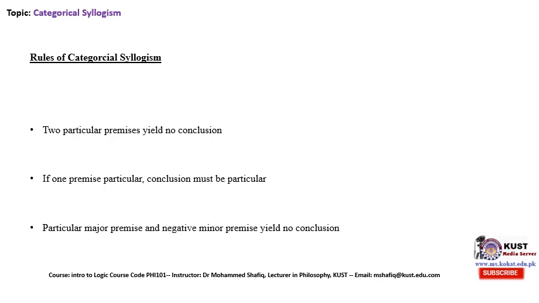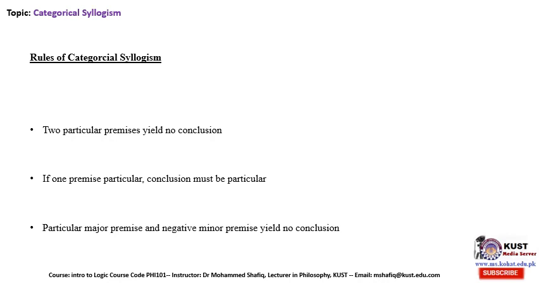The next rule, which is the last one, says that a particular major premise and a negative minor premise yield no conclusion. That is very tricky. In order to understand this rule, you must be able to identify what is a major premise and what is a minor premise. So if a major premise is particular in an argument, you cannot draw a conclusion.